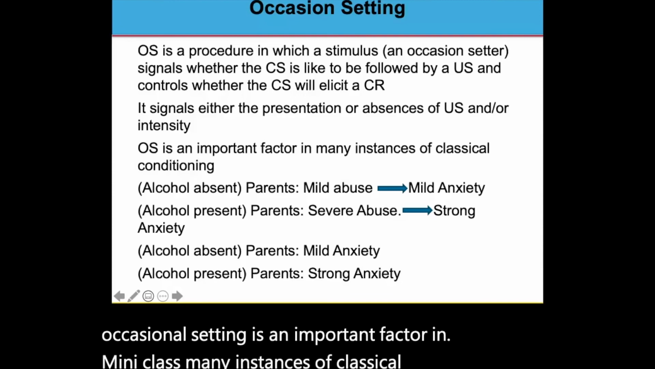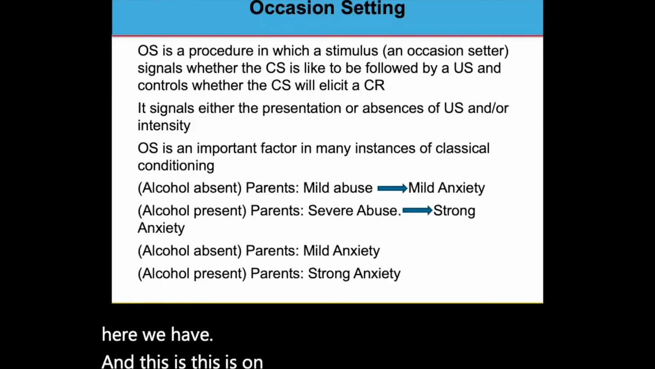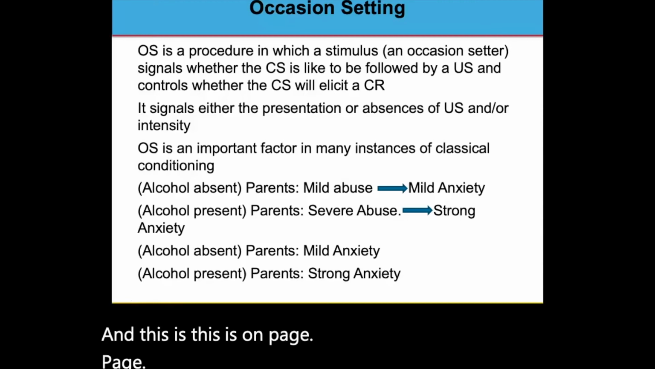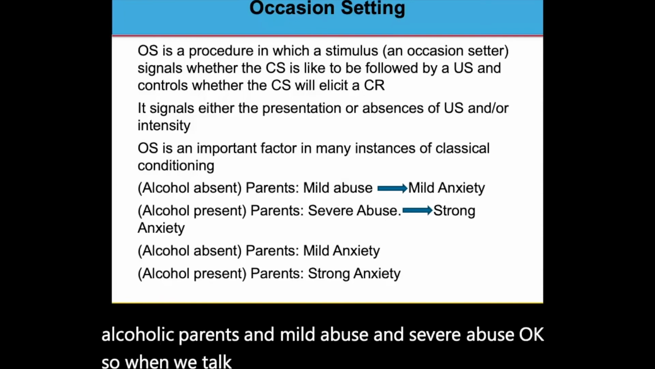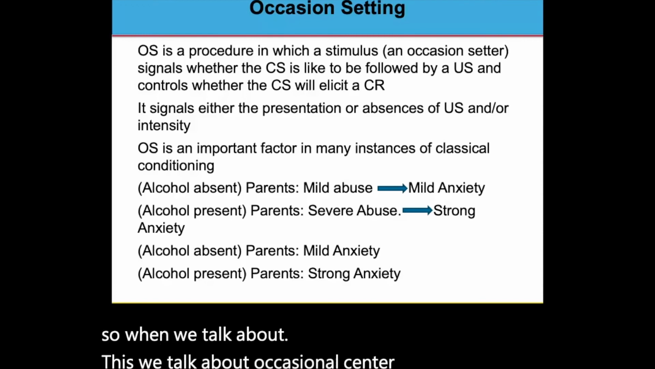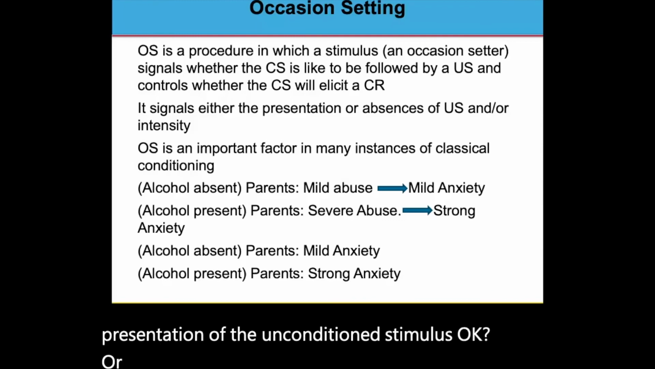So here we have, and this is on page 157 in your book, they gave examples of the alcoholic parents and mild abuse and severe abuse. So when we talk about occasion setters, we talk about signals of either the presentation of the unconditioned stimulus, or the absence, or even the change of the intensity of the unconditioned stimulus.